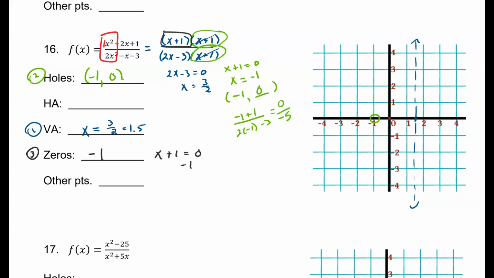Well, what's the ratio here? That would be y is equal to 1 over 2, because 1 is in front of the x squared in the numerator, and 2 is in front of the x squared in the denominator. So our horizontal asymptote is at 1/2. It'd be like right here, crossing the y-axis. Wow, that's really bad. You guys know I'm going to have to fix that.